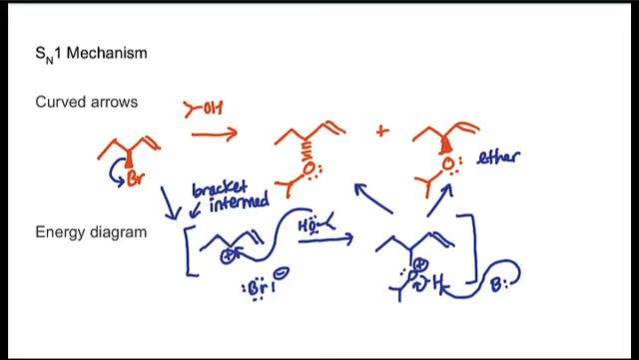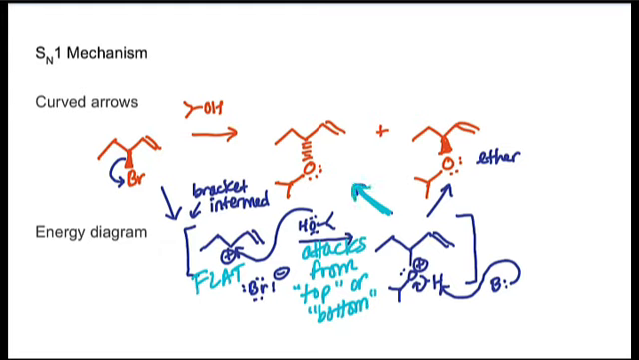And yes, it turns out that when the alcohol attacks the carbocation, being that the carbocation is a flat species, the alcohol can attack from either face. You can say top or bottom. And that is why we end up with the mixture that we do here of the possible stereochemistries.